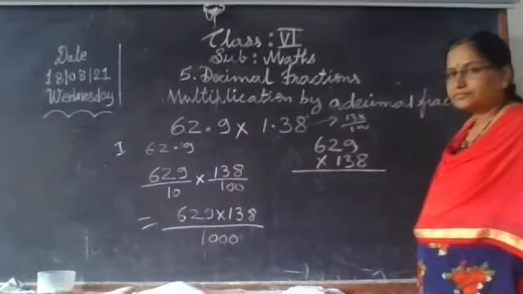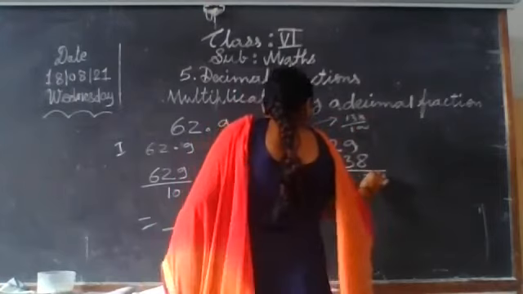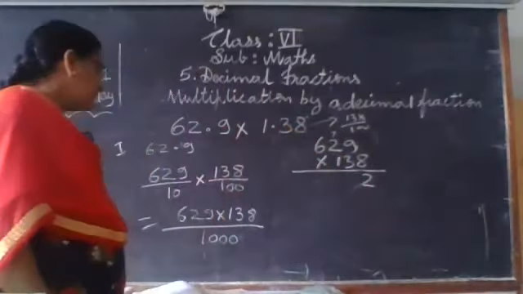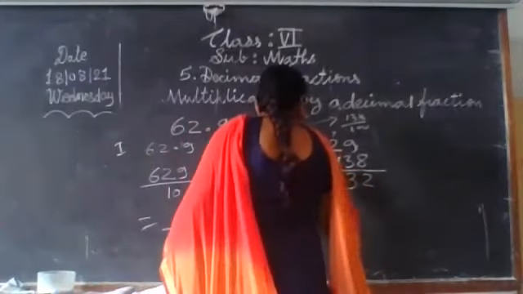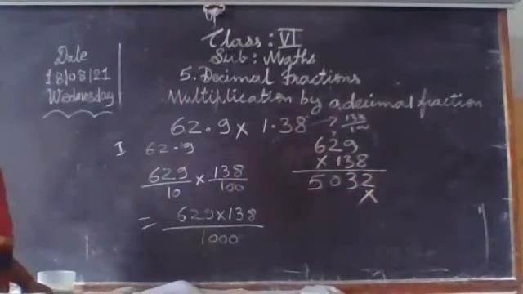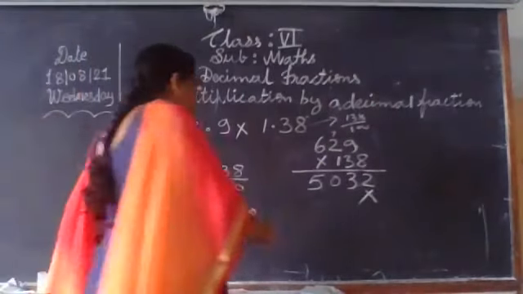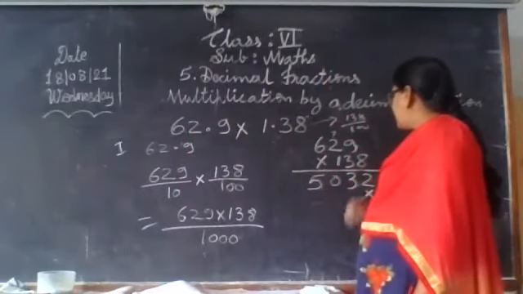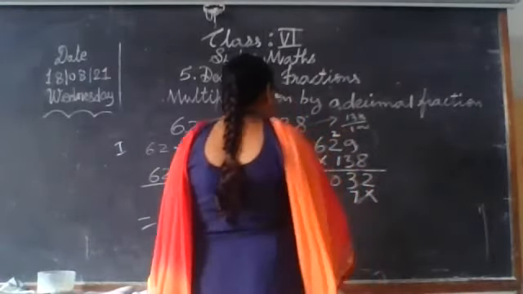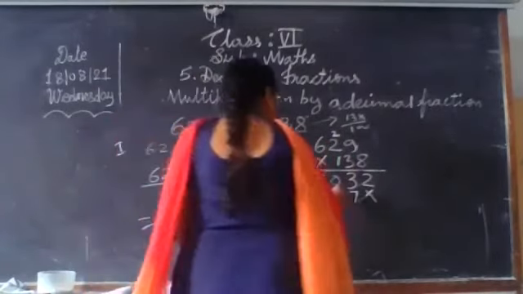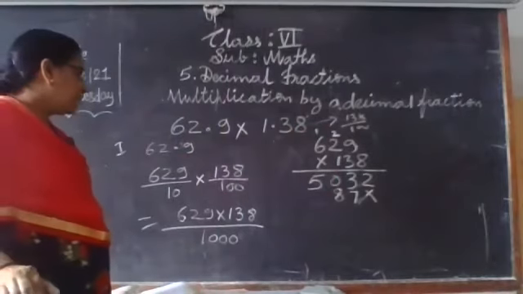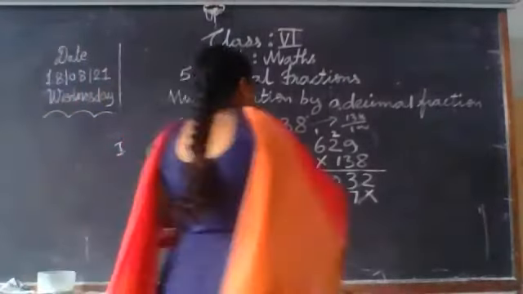So 8 9s are 72. Then 8 2s are 16 plus 7. So it is 0, 5. Got it, beta? Now here I am leaving one space for this tens place. 3 9s are 27. Then 3 2s are 6, 6 plus 2, 8. Then 3 6s are 18. 3 2s are 6, 7, 8.